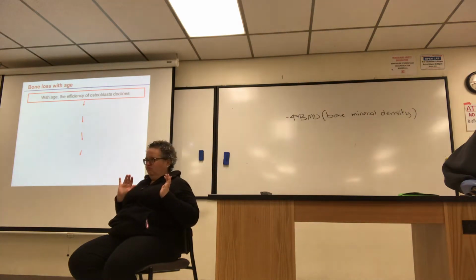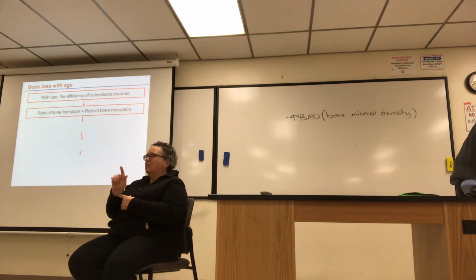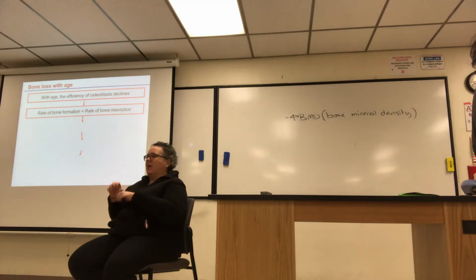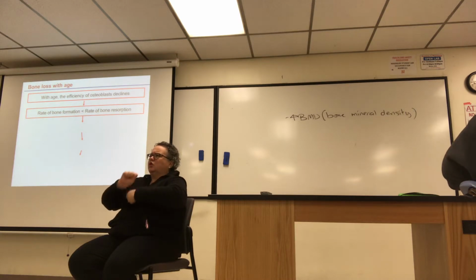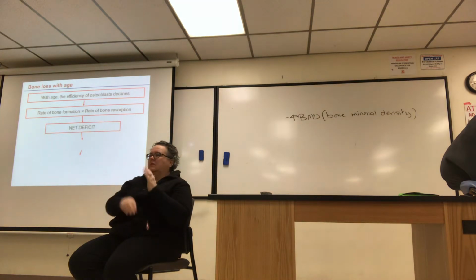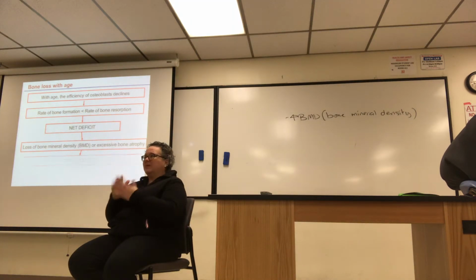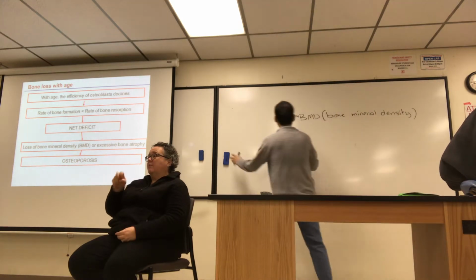You have bone loss with age. Remember, after 30, it's all downhill. With age, the efficiency of osteoblasts declines, so the rate of bone formation is less than the rate of bone resorption. It's always those two cell types, osteoblast and osteoclast: which one is working more? If osteoblasts are declining, osteoclasts by default produce more bone resorption. So the result of that is a net deficit, loss of BMD. And that could lead later in life to something called osteoporosis, which is the clinical manifestation of low BMD.